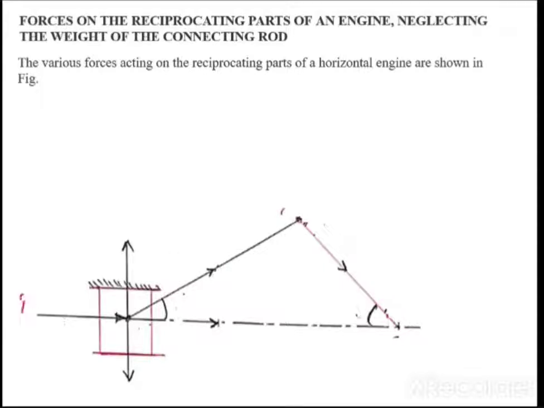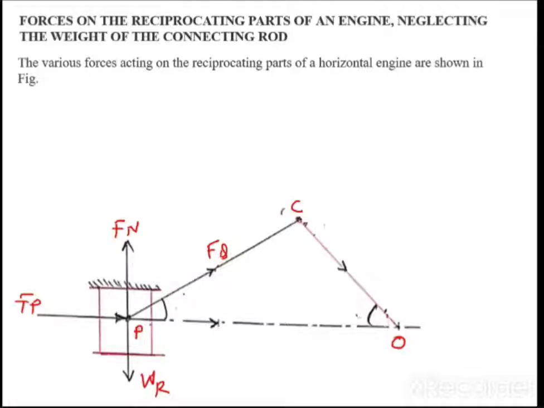So what I said, this is FP. Now I have known this is Fn. This is nothing but WR, and this I said is FQ. This I said is a point C, this is a point O, and this is a point P. Now what is this FQ? FQ is nothing but a force acting on the connecting rod.